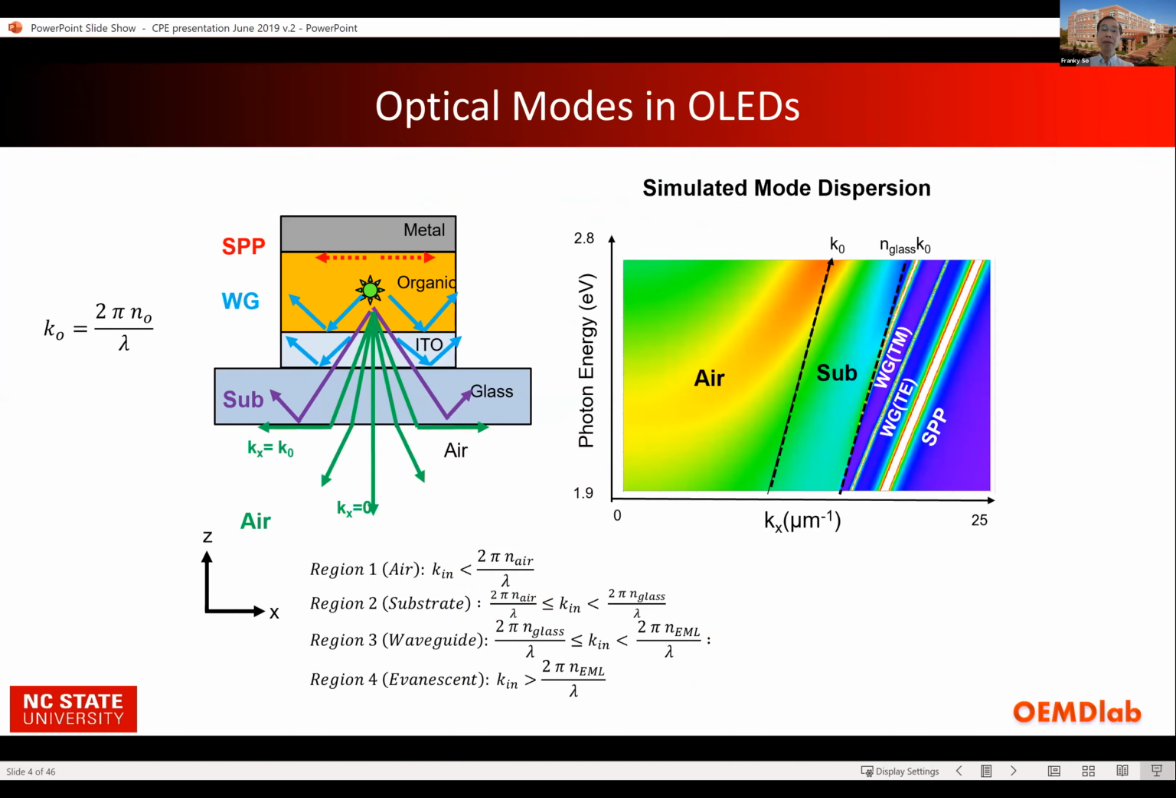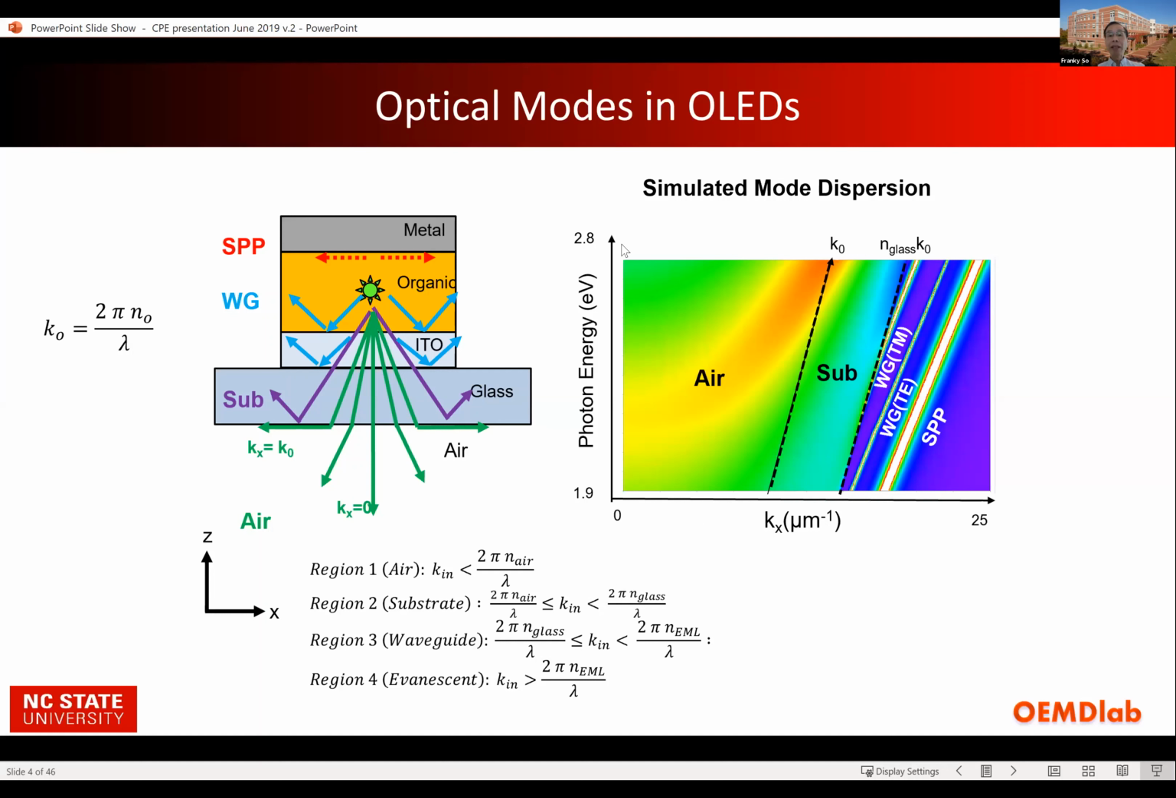To understand the different optical modes, you have to look at this from the point of view of the in-plane wave vector. The wave vector is given by 2 pi n over lambda. You can divide that into four different regions. When the in-plane wave vector is smaller than the index of air, then the light will be extracted. So there's this air mode. When it's smaller than the glass index, then it's trapped in the substrate. When it's smaller than the index of the organic layer, then the light is trapped in the waveguide mode, and the rest is in the SPP mode, which is an evanescent mode.